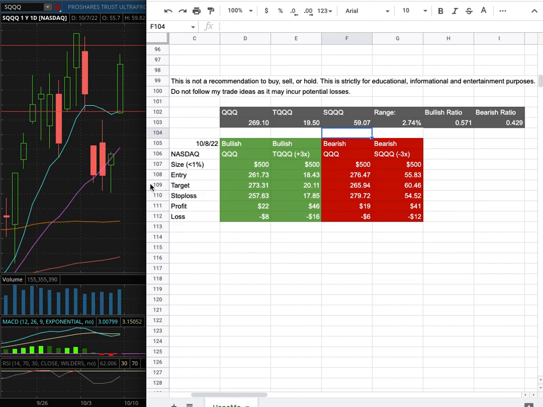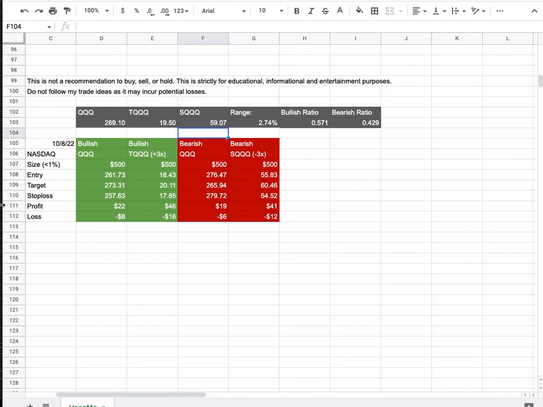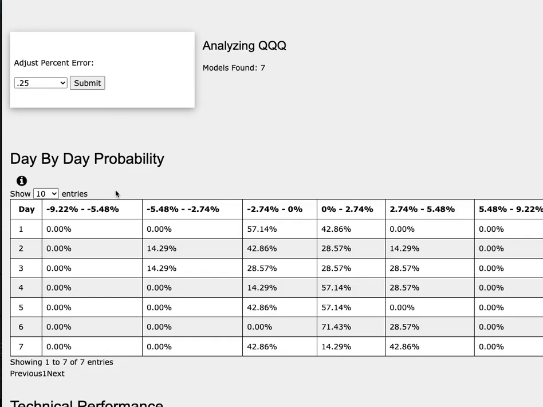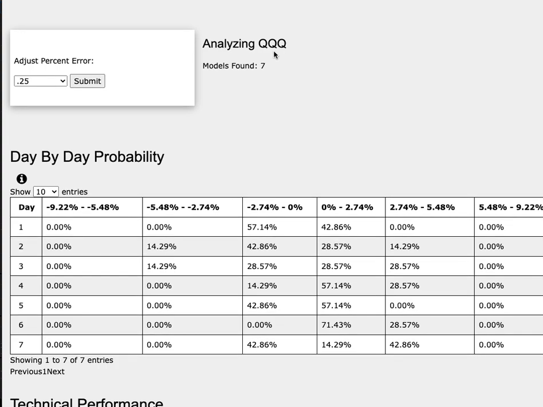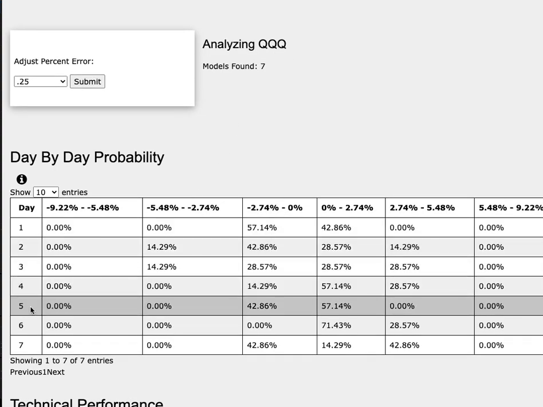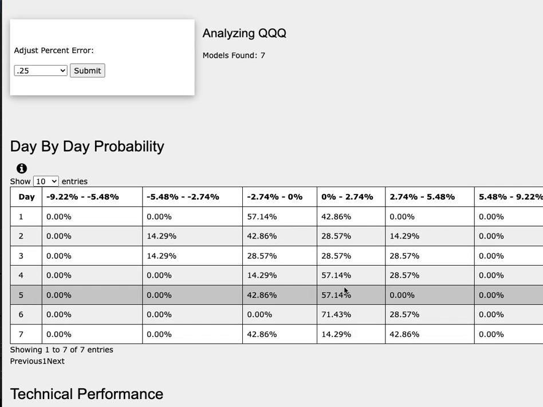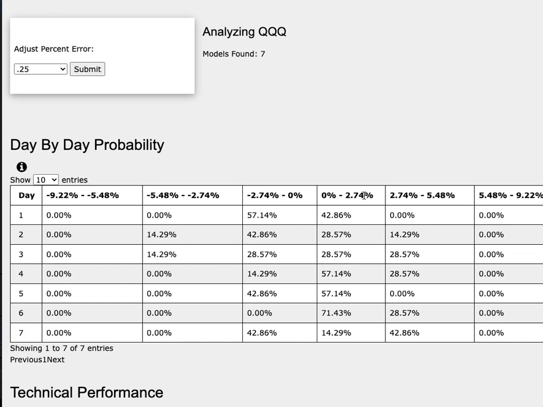So how did I develop these trade ideas? It all comes from the day-by-day probability model, and we're examining QQQ. TQQQ is a leveraged version of QQQ, while SQQQ is an inverse leverage of QQQ, so do keep that in mind. As we progress to the 5th day or week of trading, QQQ has a 57% chance to climb between 0 to 3%, and to the downside has a 43% chance to fall between 0 to negative 3%.